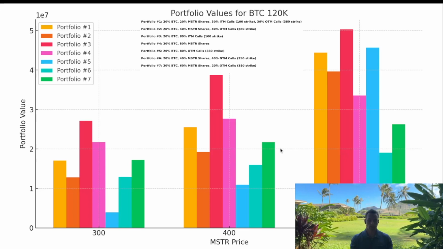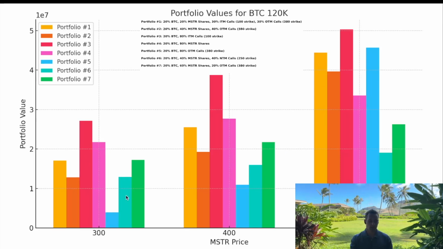Now I'll just go over some of the other portfolios. Portfolio 7 is 20% Bitcoin, 60% MSTR shares, 20% out of the money calls. You can see here you don't get hit that hard at the lower MSTR strikes, even by holding 20% of those deep out of the money calls.